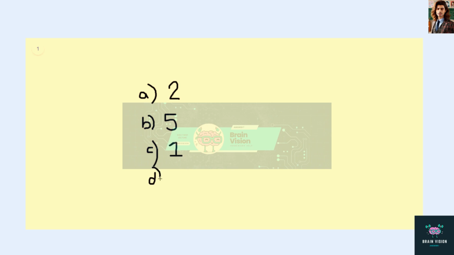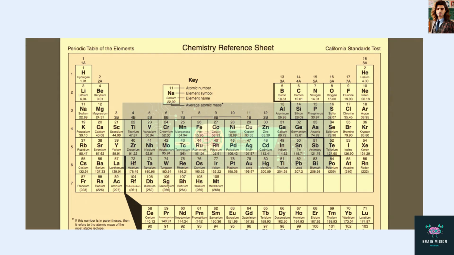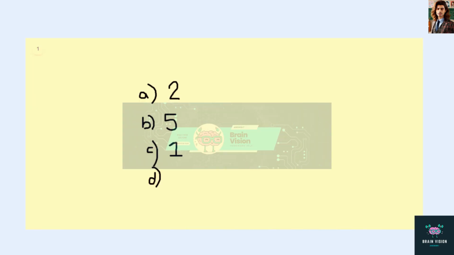Lastly, we have D, which says the number of 6p electrons in Pb. Pb is lead and is located here on our periodic table. Pb is located in period 6 and it's in the p block. When you're in the p block, the period number is equal to the number of that level. So we have Pb right here. It is in the 6th period. It is the second element in the 6th period of the p block, so it's going to have 2 electrons in that sublevel.